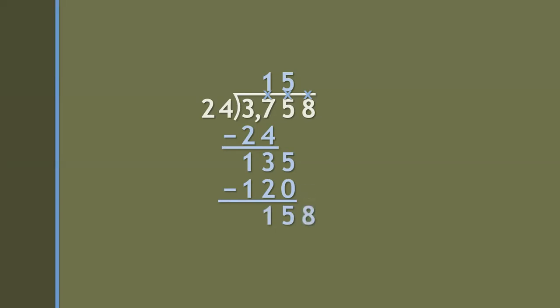24 into 158. How are we going to look at this? Well, 24 goes into 158 6 times. We know that 5 times 24 is 120, so we can deduce that 6 times 24 would be another 24, which is 144. So we could easily fit 6 into 158. So 144, and then we would subtract and get 14. So we would have 156 with the remainder of 14.